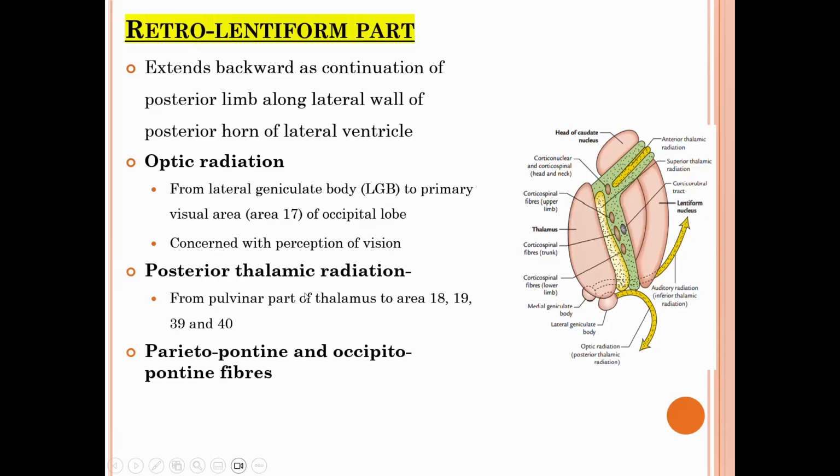And then the fibers of the posterior thalamic radiation from the pulvinar part of the thalamus to areas 18, 19, 39 and 40. So all these are present in the retrolentiform part of the internal capsule. Also there are parietopontine and occipitopontine fibers.